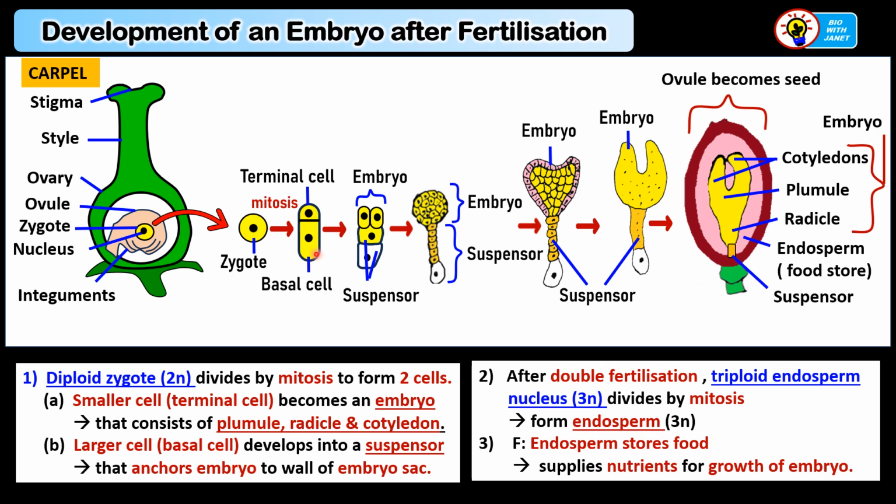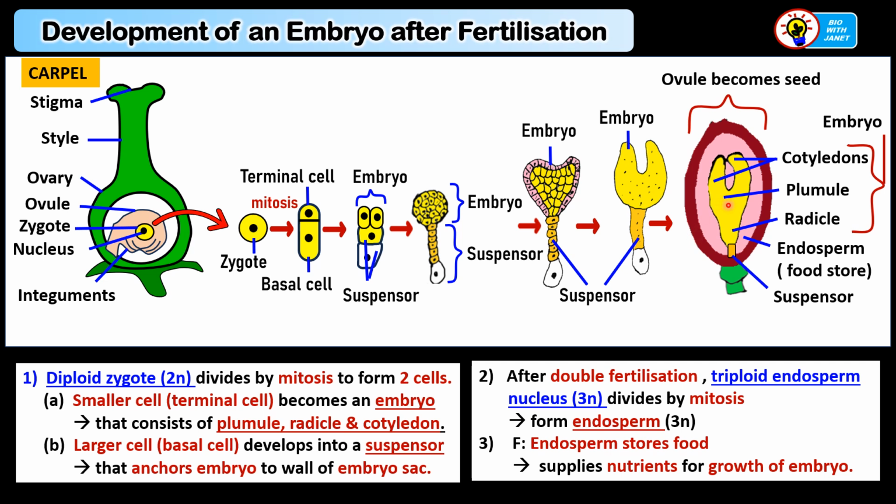Now, what happens to the other cell that is formed through mitosis of the zygote? The basal cell. Basal means it's at the bottom, okay? So the larger cell called the basal cell develops into a suspensor. That means it will divide by mitosis and form more and more cells, right? Here, the orange part here. And this suspensor functions to anchor the embryo to the wall of the embryo sac. So this is the suspensor here. It will anchor the whole embryo here, the yellow structure, to the wall of the embryo sac. Okay, the brown structure here. So that's it for the development of the zygote.